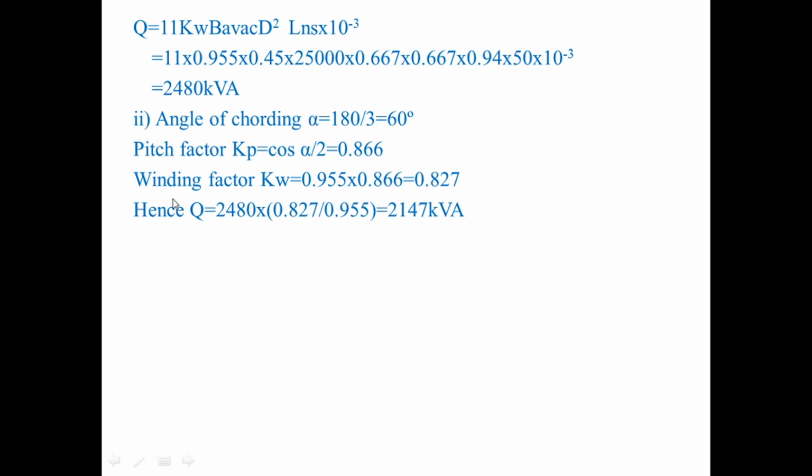So if you substitute that value, the Q value, the winding factor. Here all other values are the same, and the Kw value is 0.955 in the initial case. Now in the second case it is 0.827, that is the winding factor Kw. So 2480 into 0.827 divided by 0.955, and you will be getting the new value of Q as 2147.